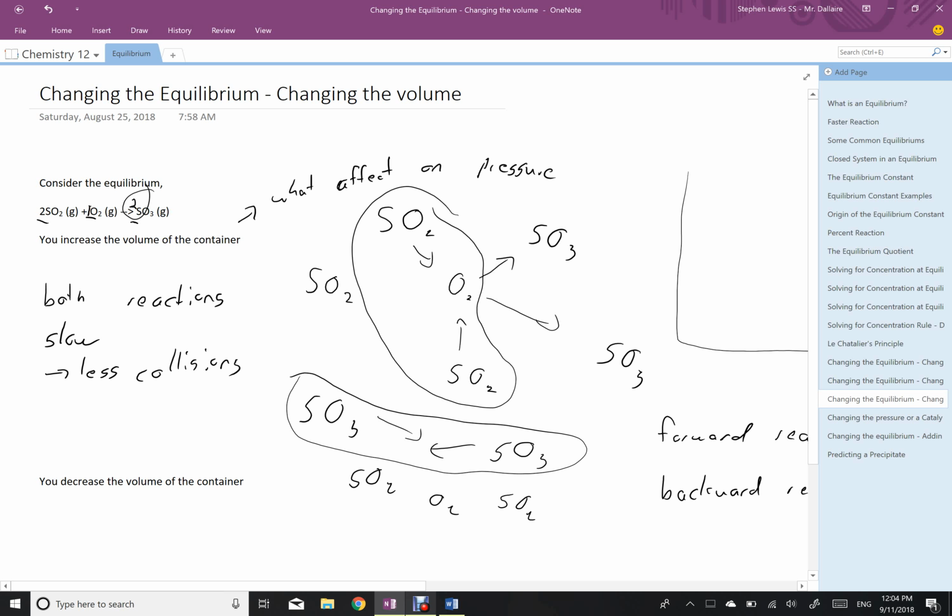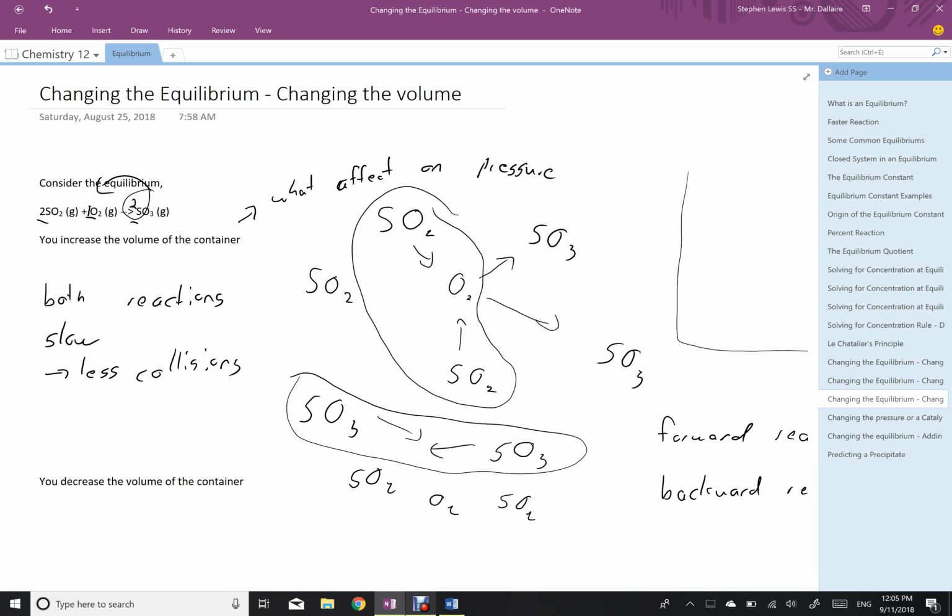Specifically, if I increase the volume of the container, since there's more surface area for the particles to bang into on the side, I'm inherently reducing the pressure. The system then is going to try and respond in such a way that will increase the pressure back up. How can you increase the pressure of this gas? By producing more gas particles, or by tending towards the side that has more moles of gas on it.